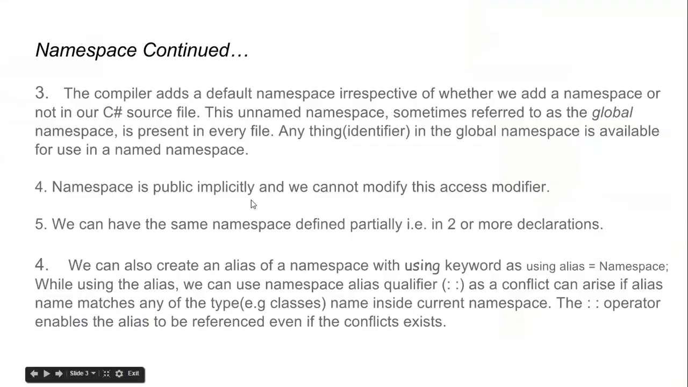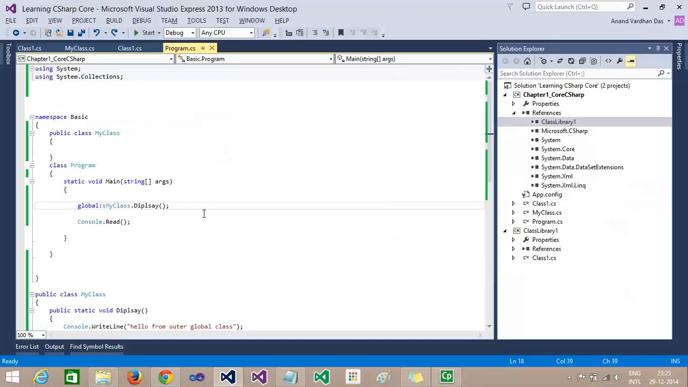A namespace is implicitly public, and we cannot modify this access modifier because this has to be public. It doesn't make sense to make a namespace private, because then how can somebody use it? So by default the access modifier of a namespace is public. We'll look more into access modifiers in a later video session. For now, it is used to provide access to things. Not only for classes, but for properties, for methods, for variables, that is field members, we use access modifiers. By default it is public for a namespace so that it can be accessed from anywhere inside your application.